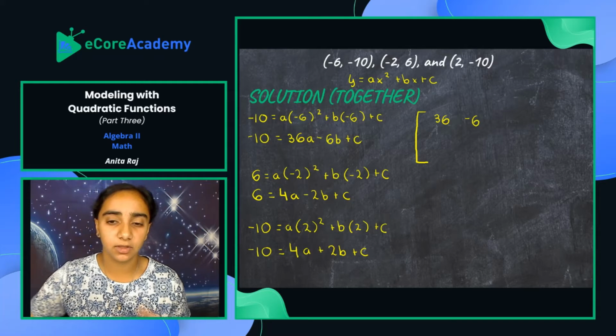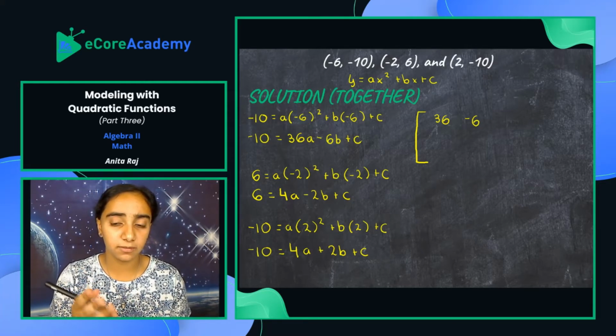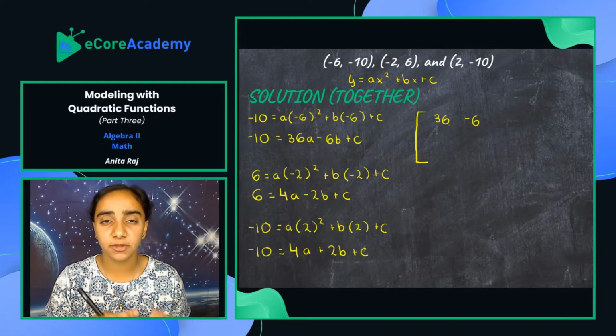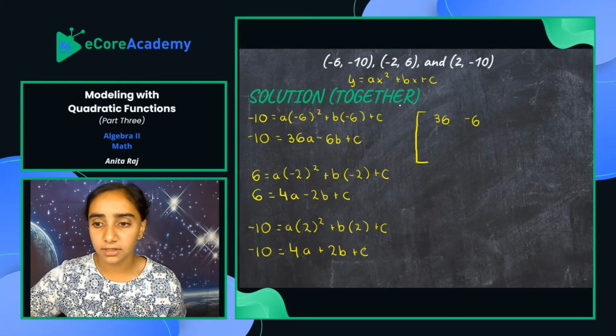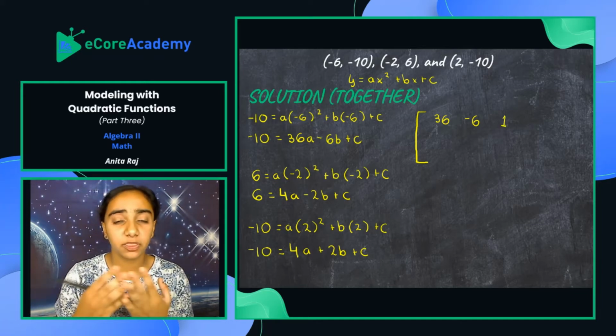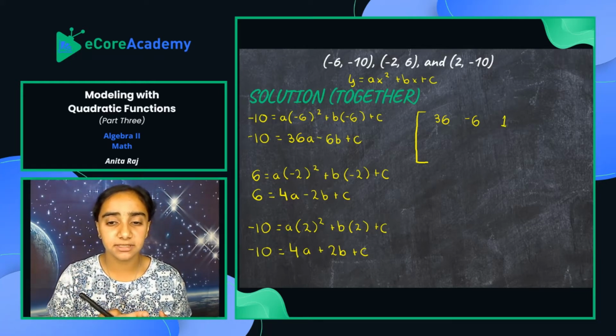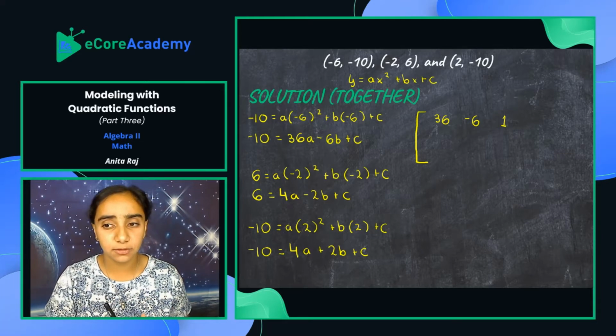Lastly, we're putting in the coefficient of our z variable, or in this case our c variable, and because it's just plus c, we can assume that the coefficient is positive 1. So we put positive 1 in. And then lastly, we put what that whole equation is equal to. In the first one, you can see that 36a minus 6b plus c, all of that is equal to negative 10.